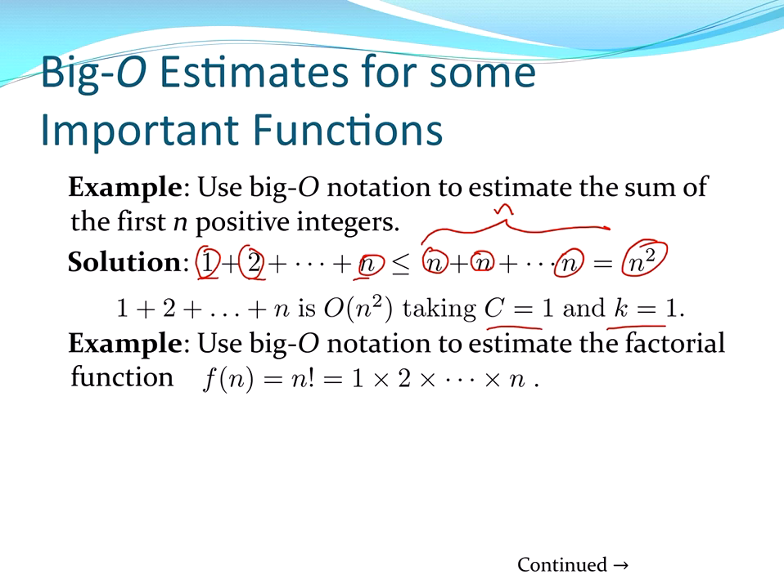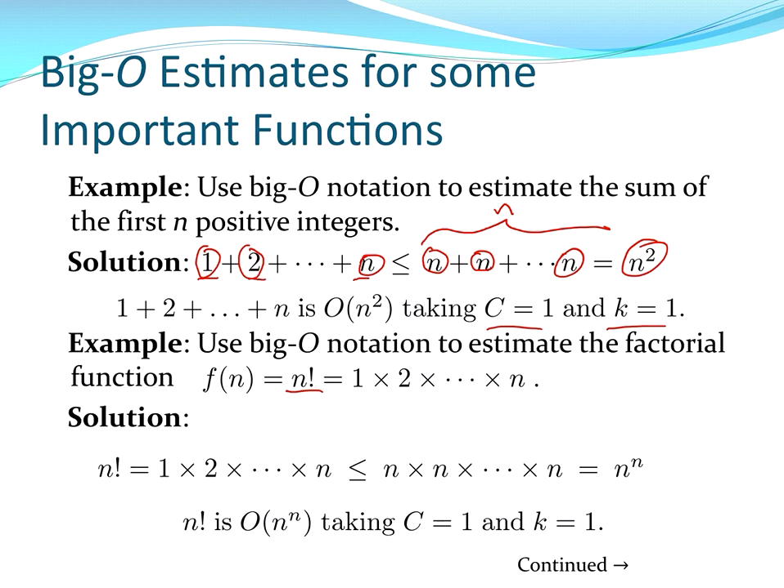What about the product of the first n integers? Well, that's n factorial. And I can do creative replacement there. I'll replace 1 with n, 2 with n, because n is always greater than or equal to those terms. And I have n multiplied by itself n times to give me n to the n. So n factorial is big O of n to the n, with c of 1 and k of 1.